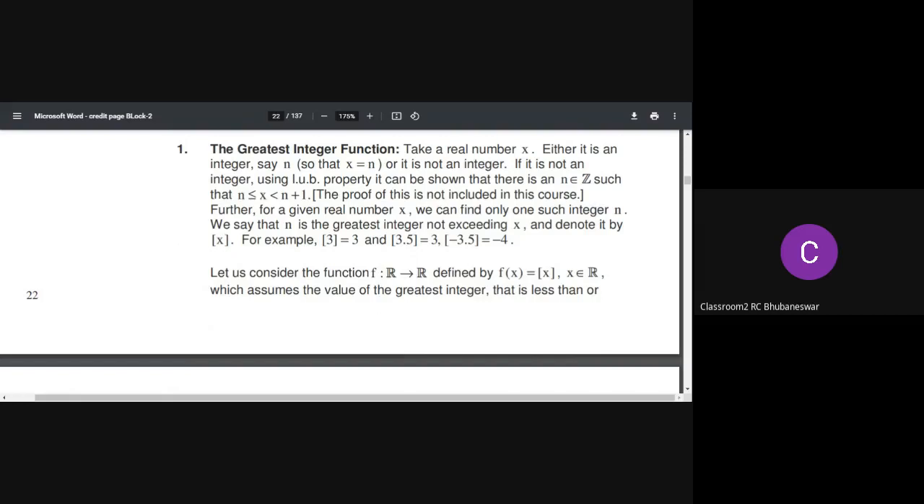So here [3] equals 3, [3.5] is also 3, and for [-3.5], the greatest integer value will be -4. That means this function always takes the first leftmost, nearer integer of that particular value. And clearly for -3.5, to the very left-hand side, the nearer first integer value is -4. So that's why -4 is the answer for [-3.5].